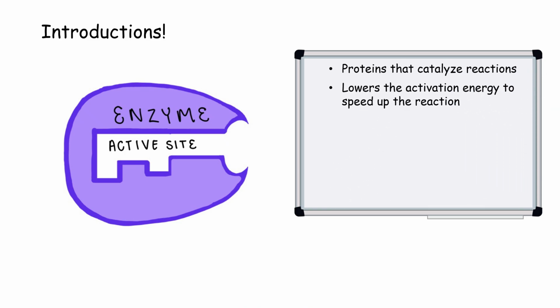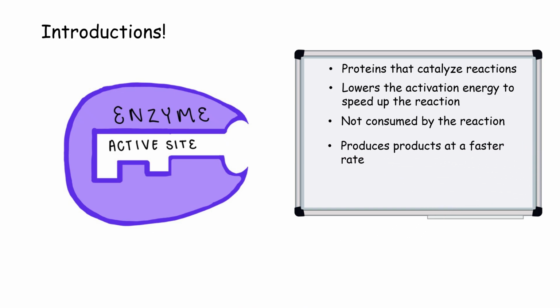The activation energy is the maximum amount of energy required for a reaction to produce products. An enzyme is not consumed by the reaction and it produces products at a faster rate. It also recognizes certain substrates and then proceeds to bind to them.